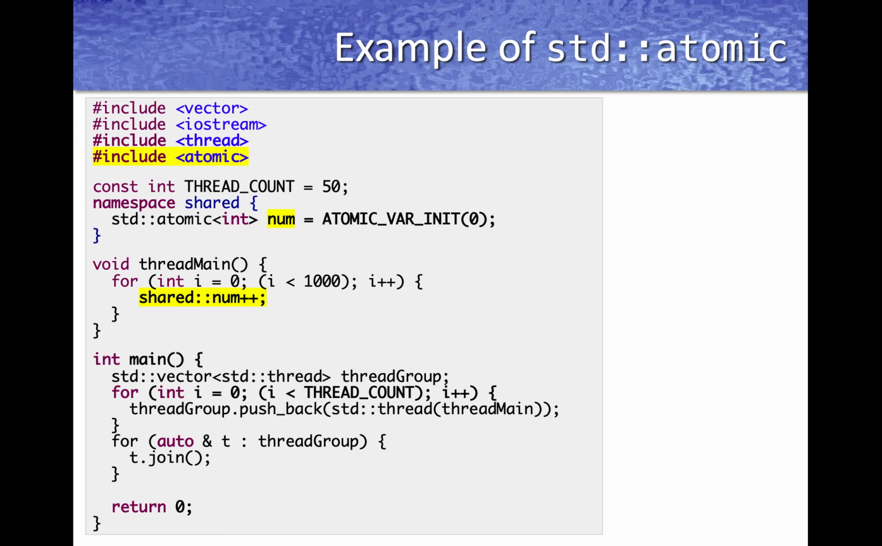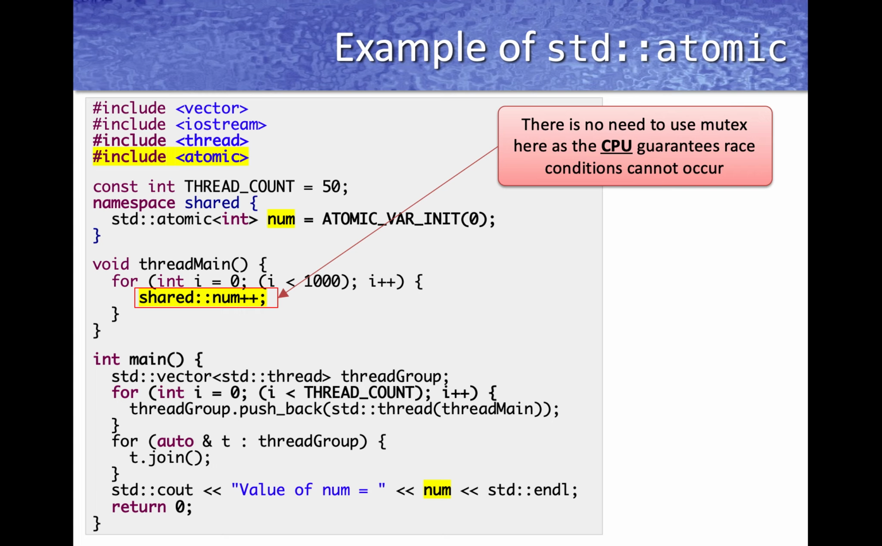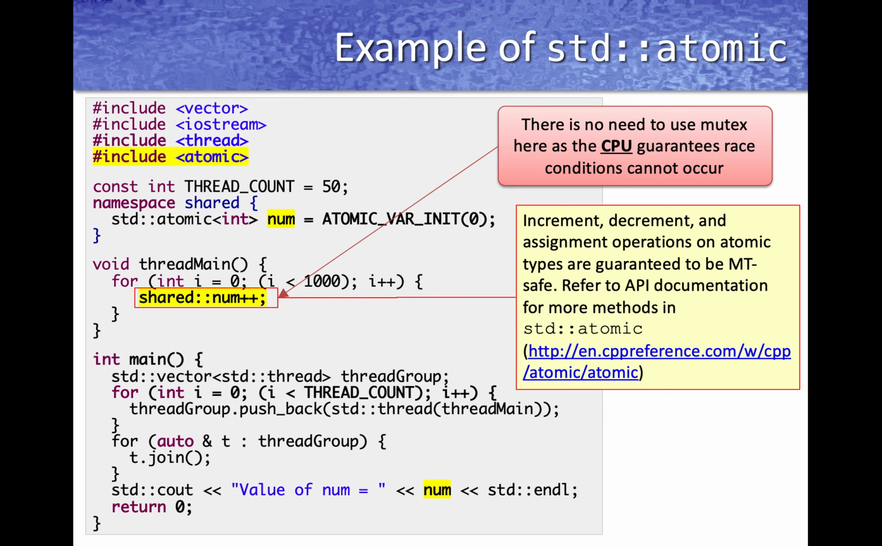Notice that here num is atomic. It is still an integer. It operates as if it's an integer, but all of these operations are thread safe. Okay, so here keep in mind that we do not need to use mutexes because num is an atomic variable, and the CPU guarantees that race conditions will not occur when we operate on these shared variables. Again, there are several different operations that are defined on atomic variables. Refer to the API for std::atomic to find more details on the different types of operations that are supported on atomic variables.